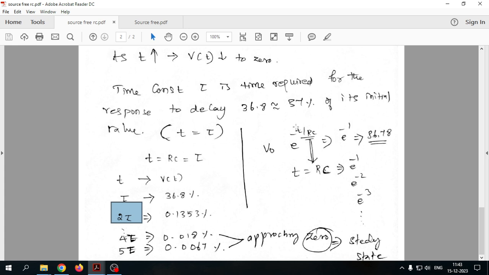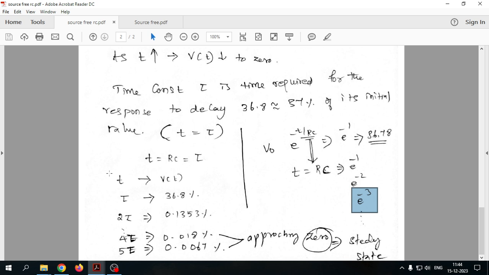Then what will happen? This is 2 divided by tau value, so RC and 1 RC will cancel, so you will get e power minus 2. So e power minus 2, minus 3, and so on. So if t equal to RC, you will get e power minus 1. If t is equal to 2 times RC, then e power minus 2. If t is equal to 3 times RC value, then it will be e power minus 3.